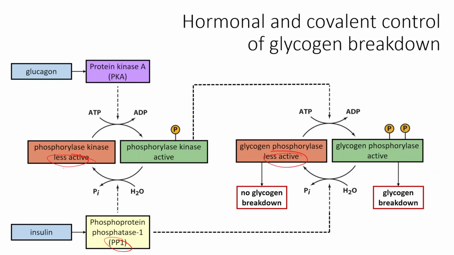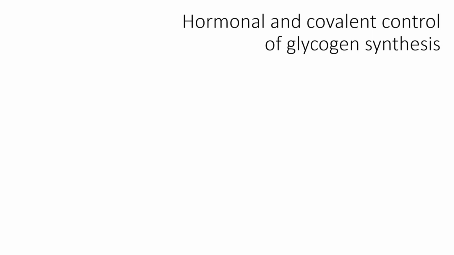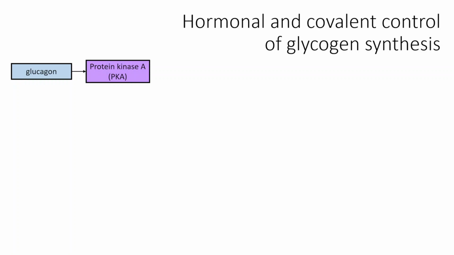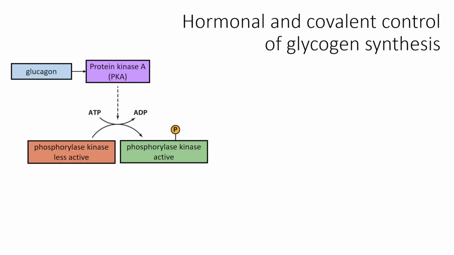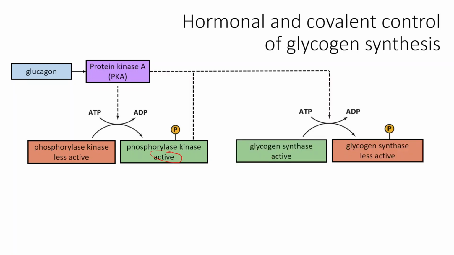And now let's take a look at how they work for synthesis, which is pretty much the opposite. Once again, we can start with glucagon. That's our sign of low blood sugar. We already know that glucagon activates PKA through our signaling pathway. We already know PKA activates phosphorylase kinase. When phosphorylase kinase is active, it also phosphorylates another target. The other target is glycogen synthase. So we are adding a phosphate group to glycogen synthase, but when glycogen synthase is phosphorylated, it becomes less active, which is the opposite of how glycogen phosphorylase responds to being phosphorylated. When glycogen synthase is less active, we are not going to synthesize glycogen.